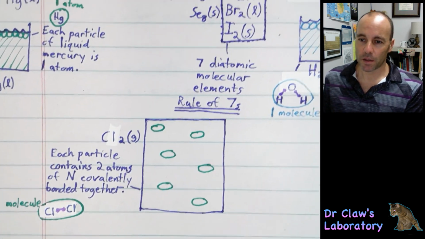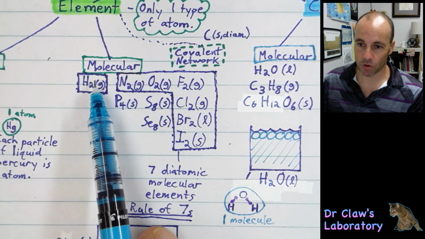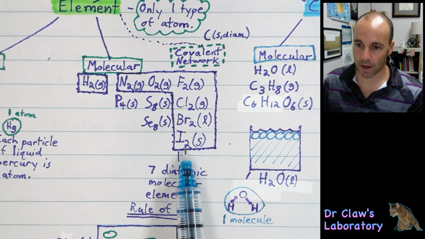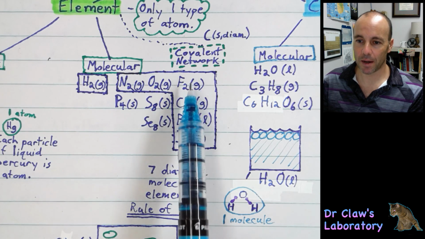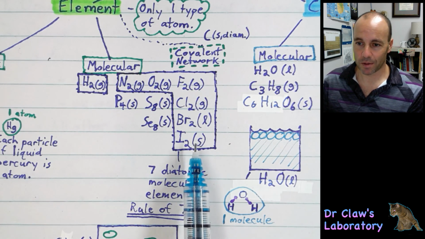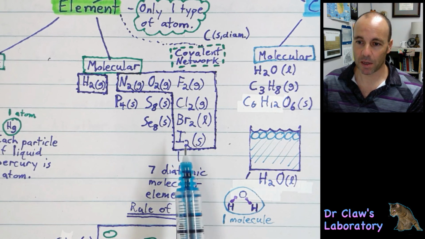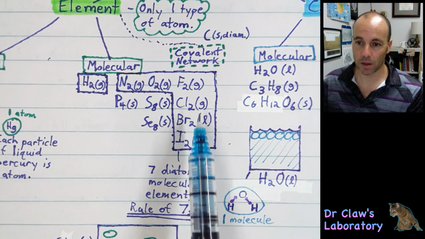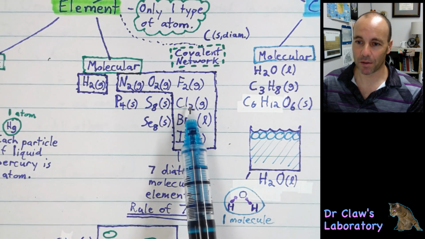There are several of these other diatomic molecular elements: hydrogen, nitrogen, oxygen, fluorine, chlorine, bromine, and iodine. So when you find these substances out there in nature, they come in the form of 2-atom molecules. So they're diatomic molecules. Iodine is a diatomic molecular solid. Bromine is a diatomic molecular liquid. Chlorine, fluorine, oxygen, nitrogen, and hydrogen are all diatomic molecular gases.